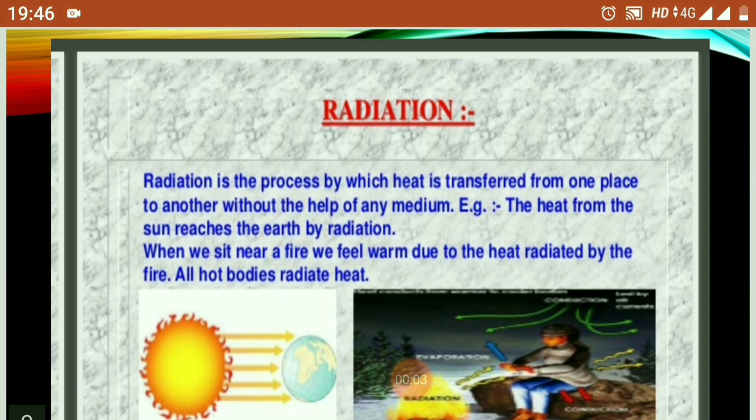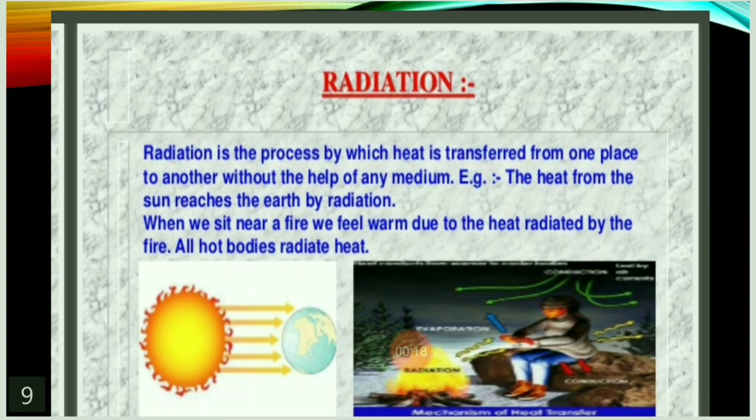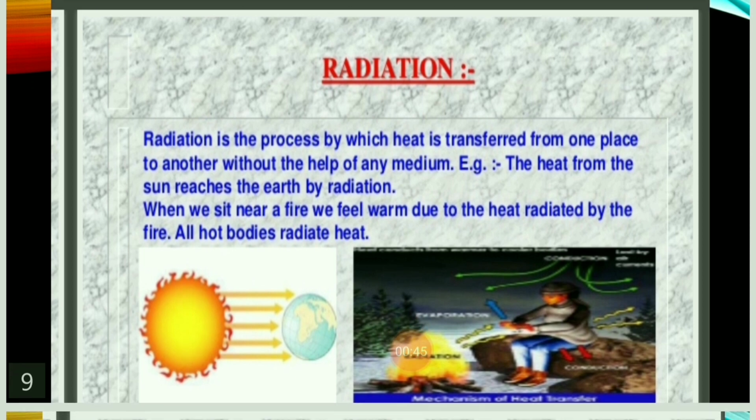So the third mode of transfer of heat is radiation. Radiation is the process by which heat is transferred from one place to another without the help of any medium. It means heat does not require any medium for traveling. It can travel through space or vacuum. Vacuum means there is nothing present, no air, no material, nothing. For example, the heat from the sun reaches us directly without heating the air, right? So radiation is the transfer of heat from a hot object without needing a medium.